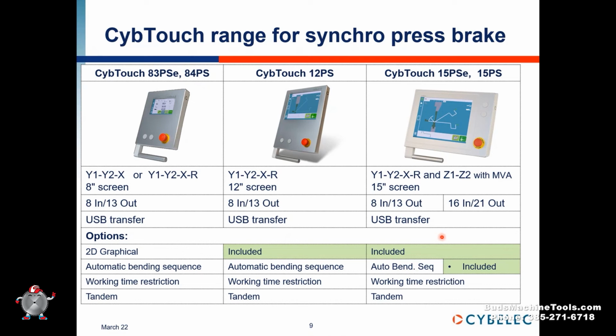This Zip Touch includes the 2D graphical, which means it's a graphical controller by default, and the Zip Touch 15 PS has the automatic bending sequence included. The last two options remain optional.